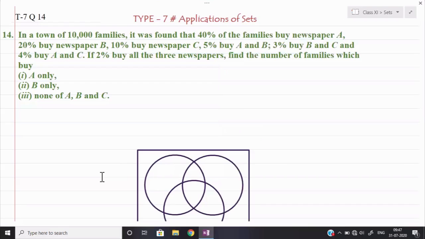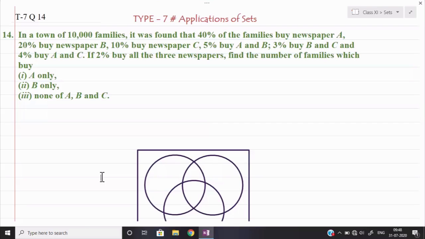They are saying in a town of 10,000 families. Again remember 10,000. Here we have been given the total data. It can be the value of A union B union C, or it can be the value of the universal set, depending on whether we have been given information of neither nor, or whether they are asking the value of neither nor. If they are giving a clear indication about neither A, B nor C, then we can say that 10,000 will be the value of the universal set.